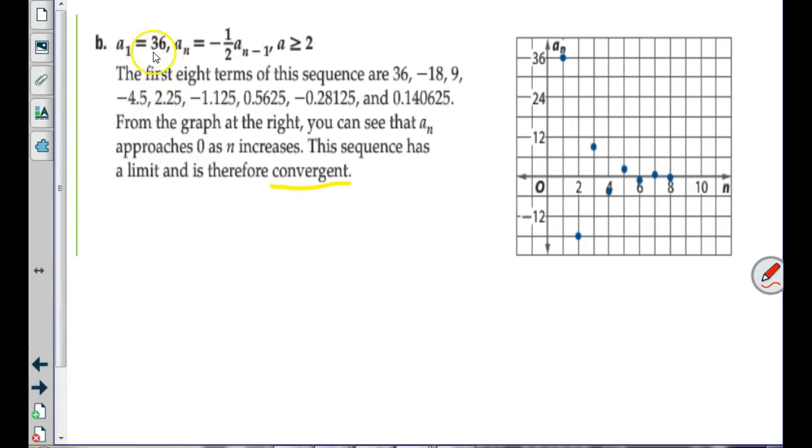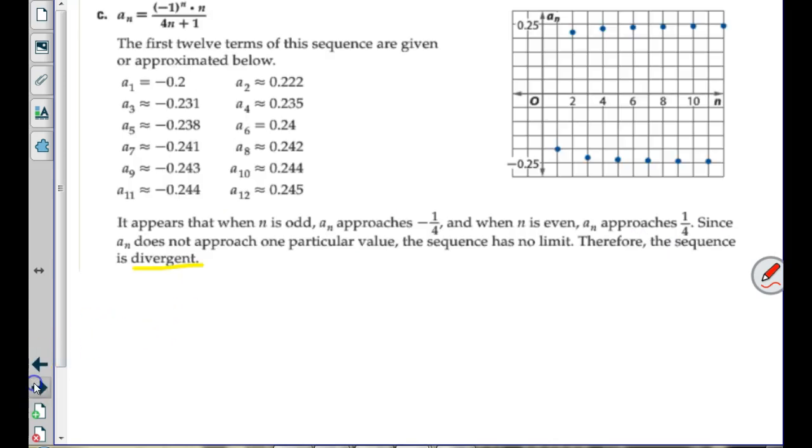This sequence, they started with 36 and then they're multiplying by negative 1/2. Now because it's negative, it's going to go positive, negative, positive, negative, back and forth. But if you keep taking half of something, it's going to get tinier and tinier and tinier. So it's eventually going to approach what? 0. So this is a convergent sequence.